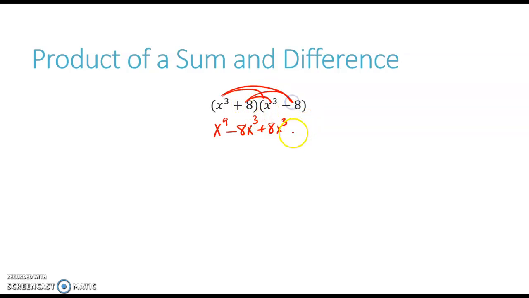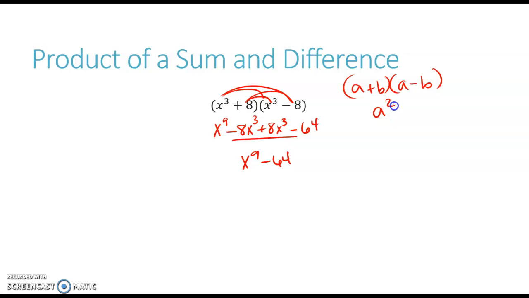Now I'm going to take 8 times negative 8, so I'll get a negative 64. And so what happens to our middle terms is they go away. They become 0. Negative 8 plus 8 is 0, and so we end up with x to the 9th minus 64. And so basically the sum and difference is, if I have a plus b times a minus b, our answer is going to be a squared minus b squared. And that's how that pattern works.